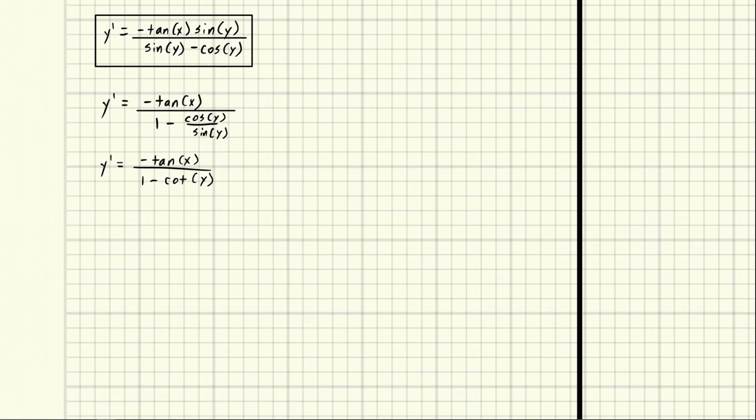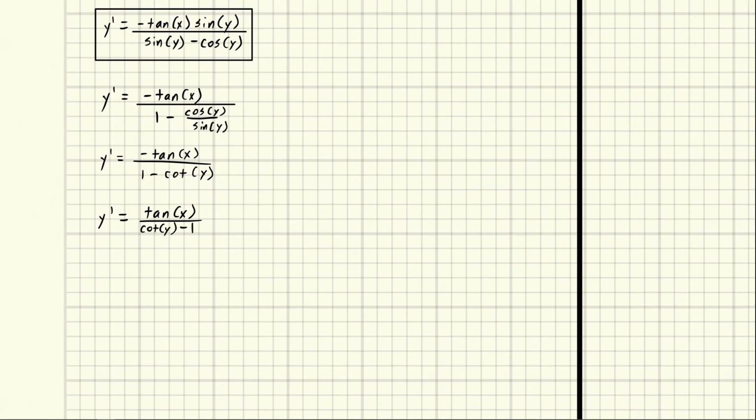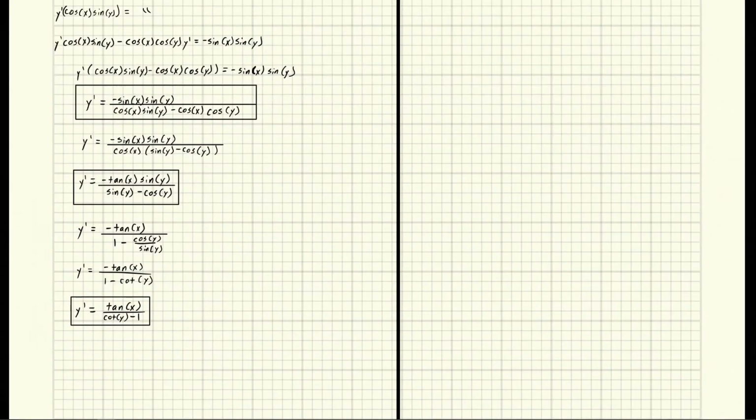In fact, if you want to go one more step, we could take this negative and we could flip it, and we'd get a positive tangent x here, and we'd get a cotangent y minus 1. So I'm prone to just sort of stopping with the negatives on the top. They don't really matter to me that much, but this is even more pleasant. So there you go. So you could have stopped up here, but there was actually quite a bit we could do to really just squish it down to its most compact form.